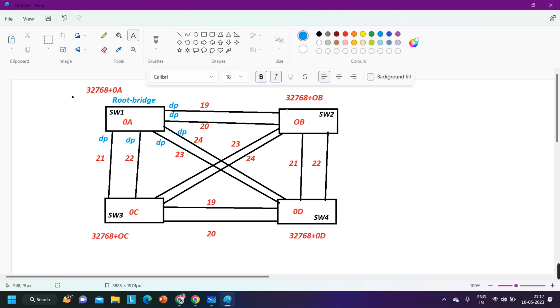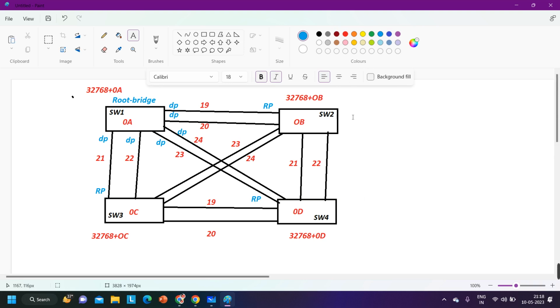On switch number 2, which port will become RP? 19. This port will become RP. Very good, because of lower sender port ID. On switch 3, 21, this one is RP, because of lower sender port ID. On switch 4, 23 is RP. Very good.